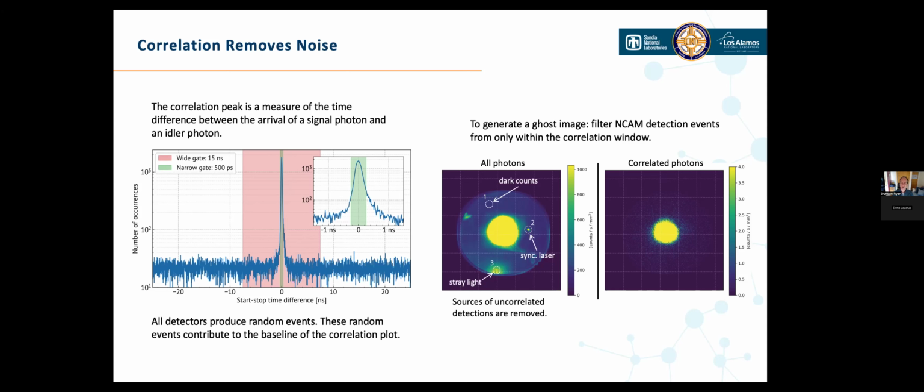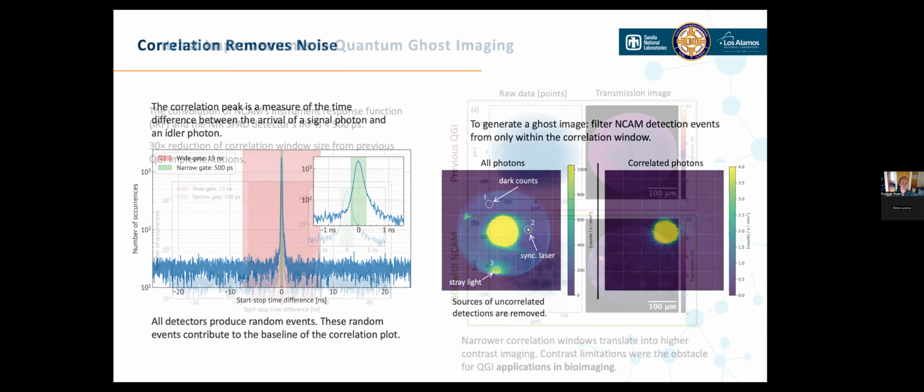But if you apply this correlation, you can essentially remove all of these sources of noise and get just the correlated counts. It eliminates all these other excess sources of light. So you really do suppress a lot of noise when doing ghost imaging. So ghost imaging as a correlation technique suppresses noise in your detector.